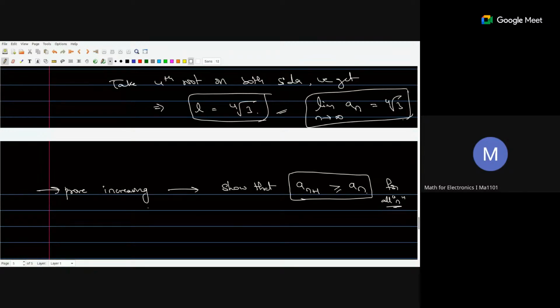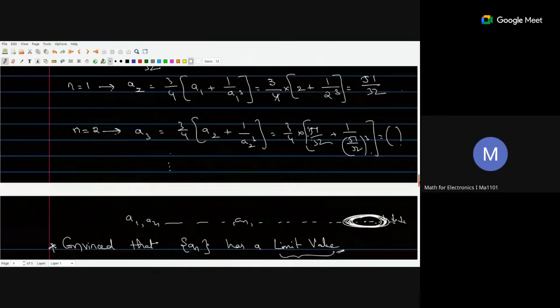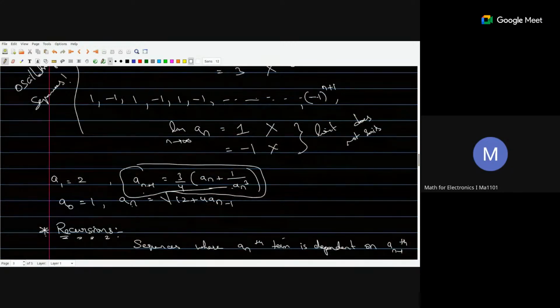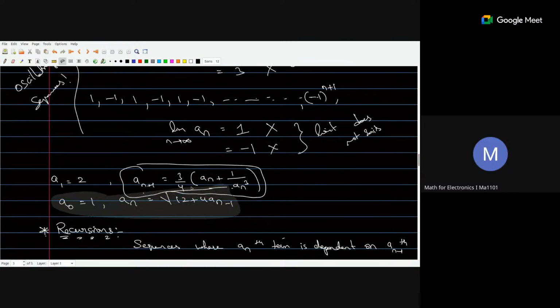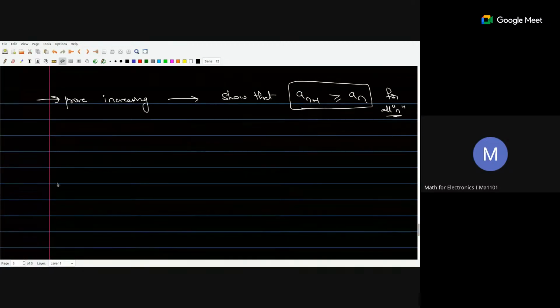I will come to this increasing, decreasing later. Let me solve a few more problems for getting a better hand on these recursion relations. Okay, I will take this example now. a0 is equal to 1 and an is equal to... so this is problem 2. Any doubt? Someone raised your hand, right?